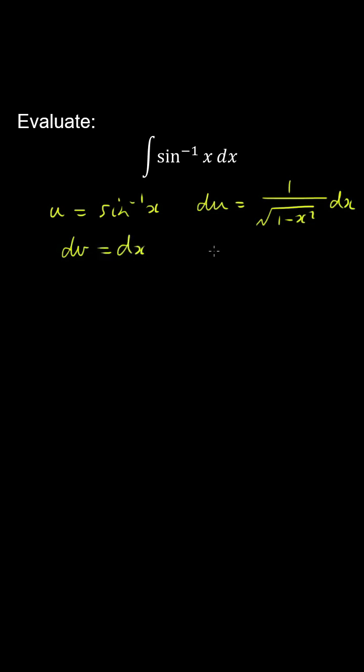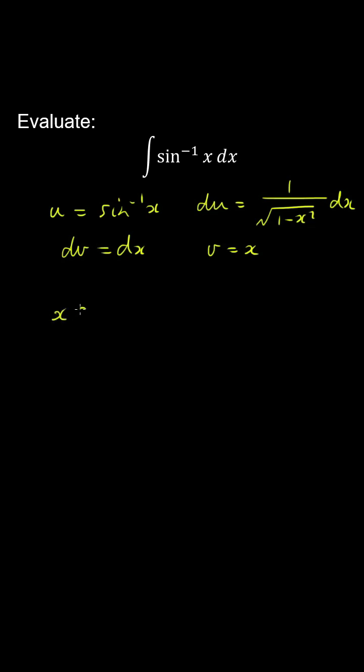Let's evaluate this integral of arcsine of x. Well, we know how to differentiate arcsine, so what I'm going to do is use integration by parts. So u equals arcsine x, and therefore du is 1 over the square root of 1 minus x squared dx. Therefore dv is dx, and v is equal to x.